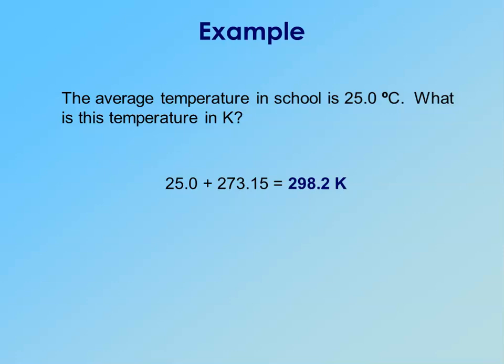If you just use 273, your answer would have been 298.0. But I don't want you to round your temperature decimal places down. You are dealing with addition. That 273 or 273.15 is a constant. So the number of decimal places that you report in your temperature answers should be the same as the number that you had in your starting temperature.